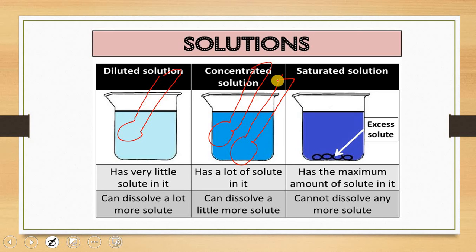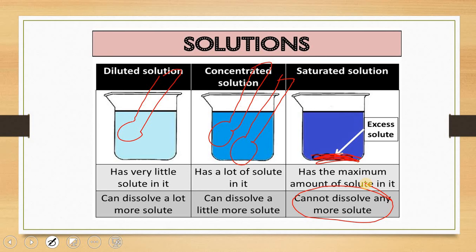Dia akan terbenam dekat bawah. It will just subside on the bottom of the glass. Okay, that's what it means by maximum amount of solute. No matter how much salt you put, 50 tablespoons of salt, it still cannot receive the extra amount of solute. Okay, it cannot dissolve any more solute.